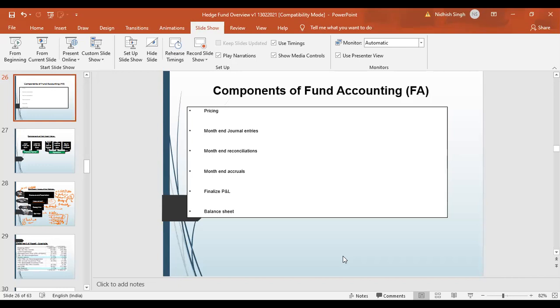Hedge funds can be daily, but the general trend is again with hedge fund. As Nidhish said, a P&L might be required by a client on a daily basis, but the valuation, I think, generally speaking, is on a monthly basis. But again, it all depends on what the client wants. But these are the general trends. Okay, thank you so much.